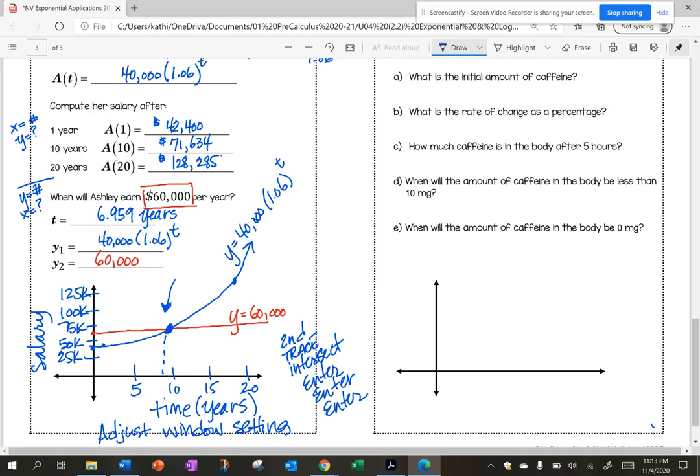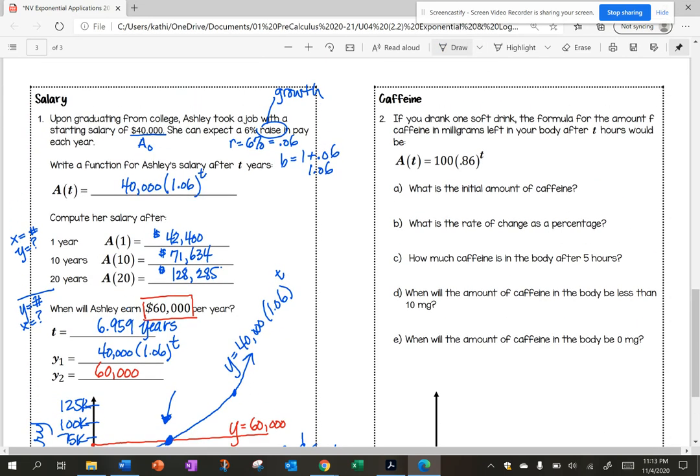All right, let's try another one. It's going to be pretty much the same process. I'm mostly trying to decide if I have a growth or a decay. So here's a caffeine example. If you drink a soft drink, the formula for the amount of caffeine in milligrams left in your body after t hours would be A sub t equals 100 times 0.86 raised to the power t.